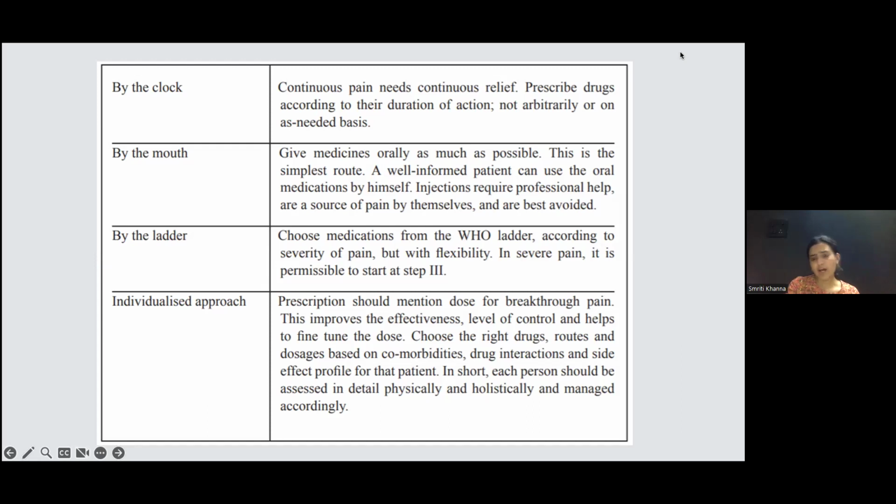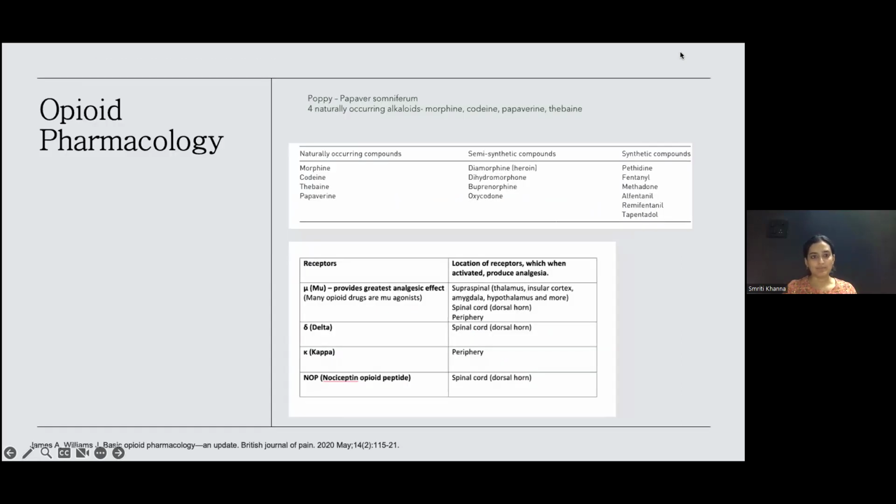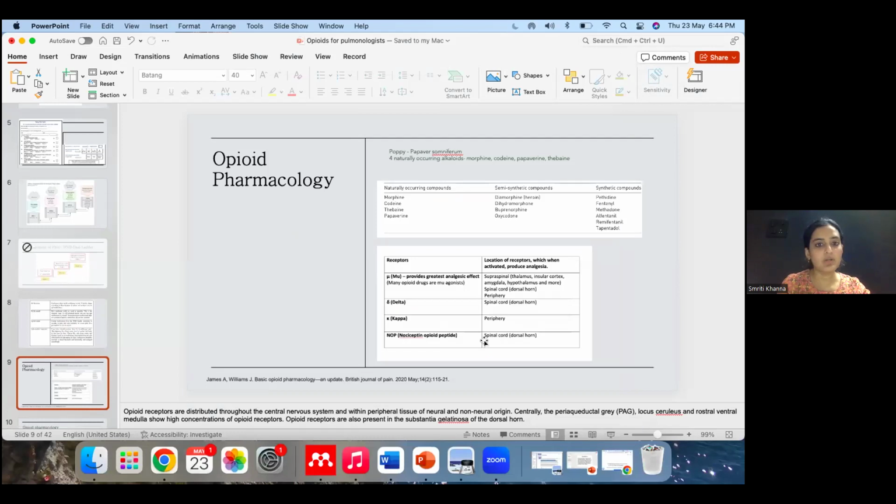So we have now looked at a very short introduction to how pain is assessed and the WHO pain ladder. Now we jump straight into opioid pharmacology. Before we get into opioid pharmacology, I just want to ask if there are any questions about pain assessment or the WHO pain ladder that I have just shared.